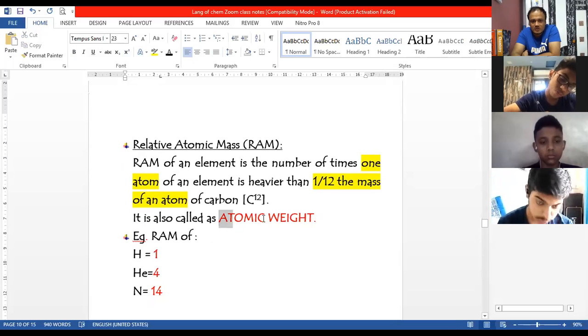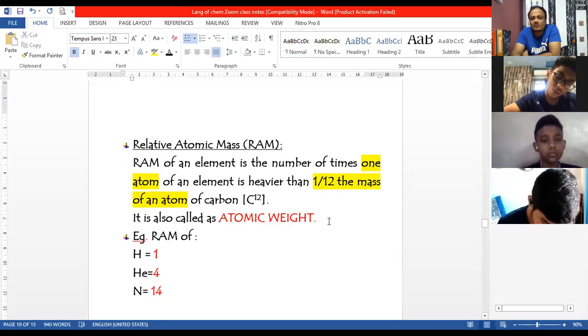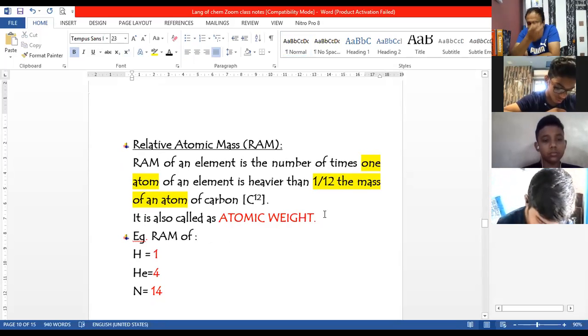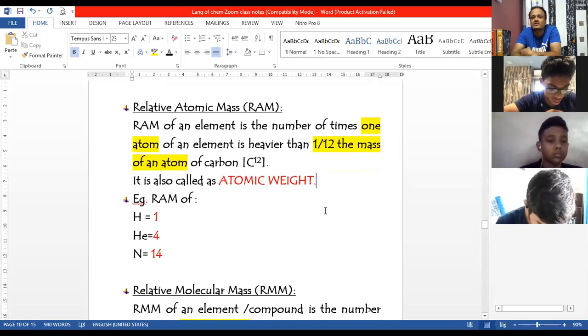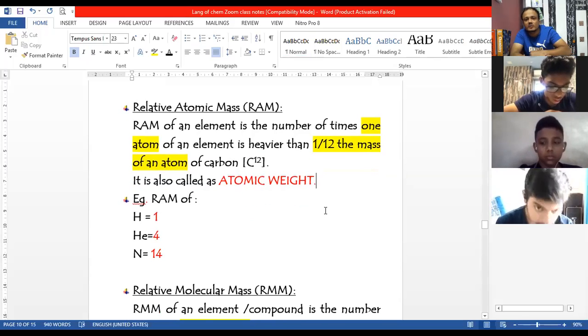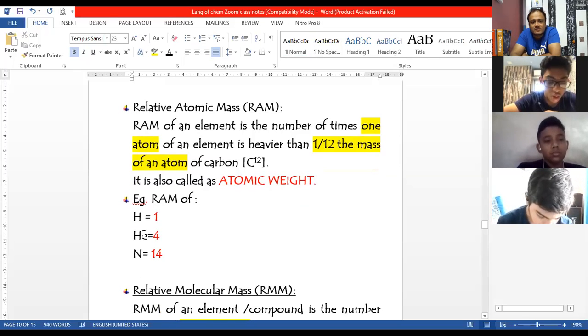Relative atomic mass is also called atomic weight, but it is called atomic weight when it is expressed in grams and all. That is when we are weighing it and we are doing a calculation. Otherwise, we don't call it weight. So it is also known as atomic weight, and that will be the term which we'll be using in your grade 10 numericals. I have given you examples over here. RAM of hydrogen is 1, helium is 4, nitrogen is 14. You don't have to remember any atomic weights or masses because all these values will be provided in the questions.